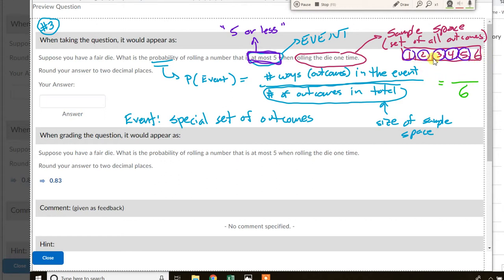So how many outcomes are there in the event of 5 or less, or another way to say that, at most 5? 1, 2, 3, 4, 5. There are 5 of them. So that's the numerator of my probability fraction, 5 over 6. And if we divide 5 over 6 and round to 2 decimal places, we'll get this result. All right, cool.